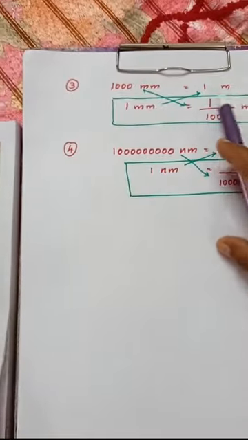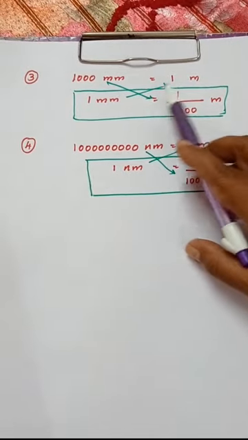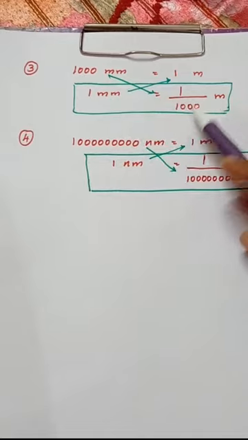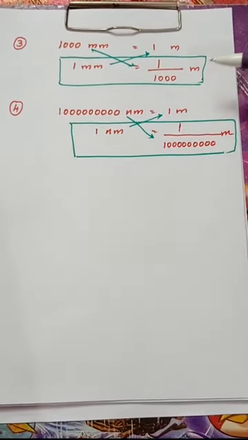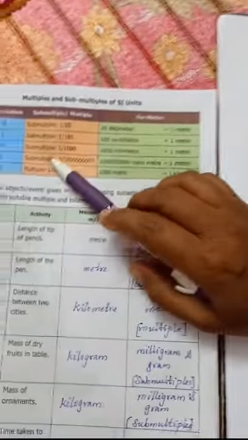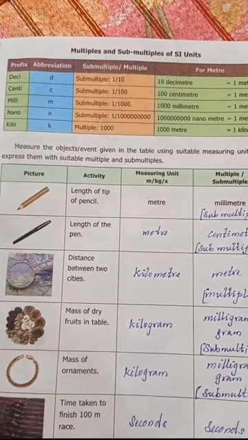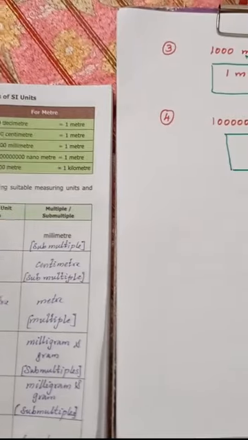1000 millimeter is equal to 1 meter. So 1 millimeter is equal to how many meters? So you will just crisscross it and you get 1 by 1000. 1 by 1000 meters. Clear, children? That is how we got the submultiple 1 by 1000. So 1 part in 1000, children. That is the meaning.